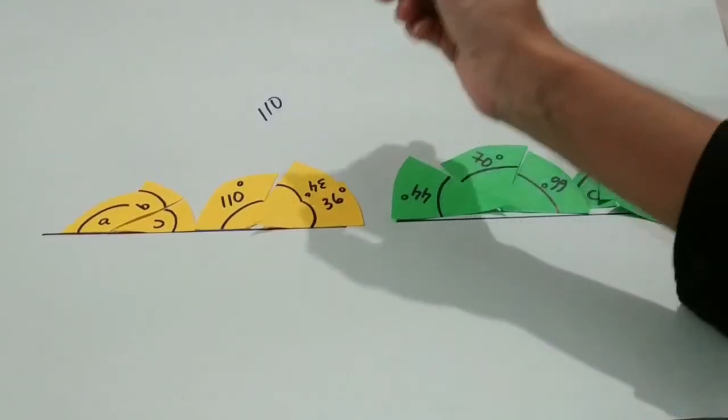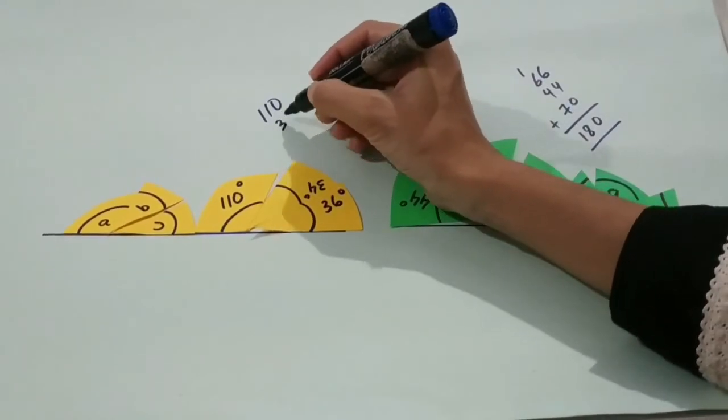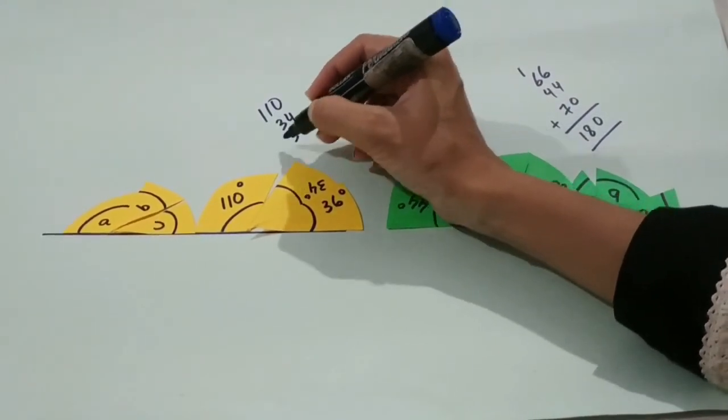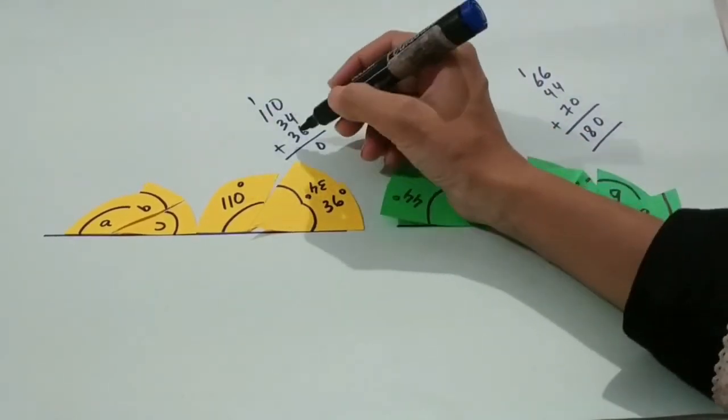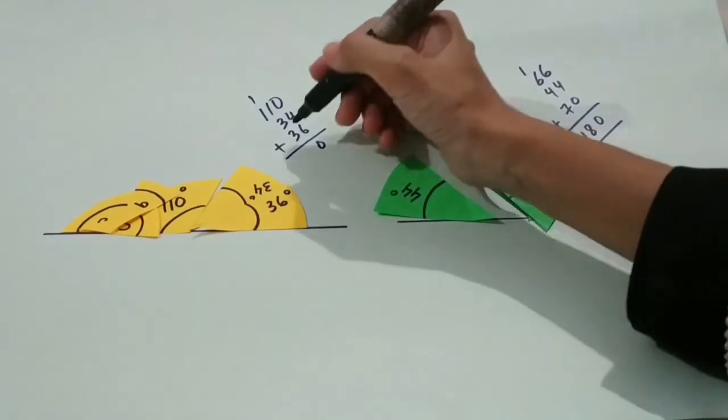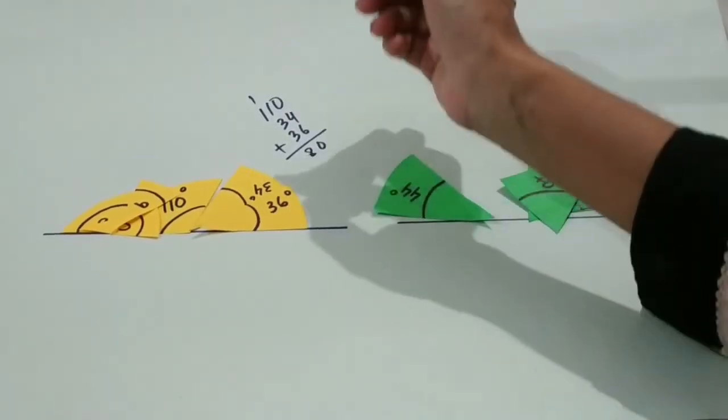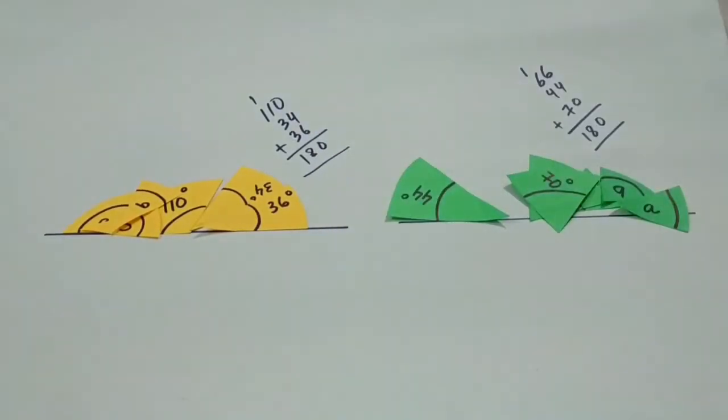110 degrees, then we have 34 and we have 36. Add them up together and we get 3 3s are 6, 7, 8, and 1, 180 degrees.